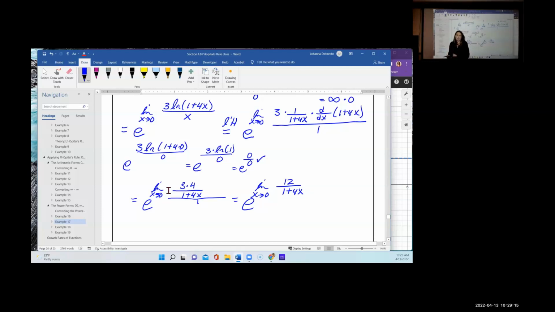Now that I've done the algebra to simplify, I'm going to substitute the value of 0 in again. So this is going to give me e to the 12 divided by 1 plus 4 times 0, which is e to the 12 divided by 1 plus 0, which is e to the 12. And that's the final answer to that one.